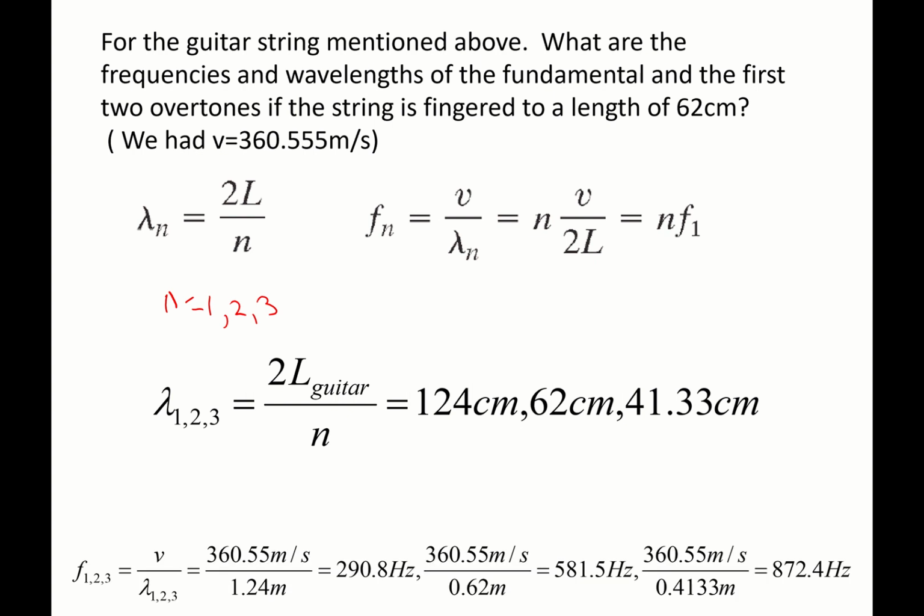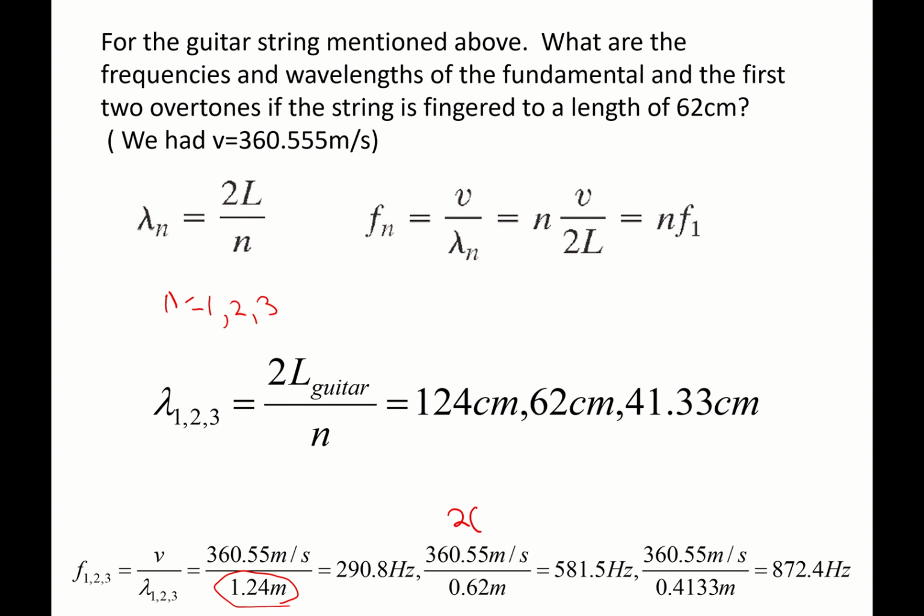Okay, how about the frequency? Well, frequency is the speed over the wavelength. And here I have to put the wavelength into meters to match the units on the top, which are in meters per second. So if I put those in, I get that the frequencies are 290.8 Hertz, 581 Hertz, and 872.4 Hertz.